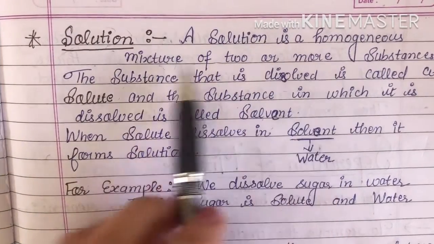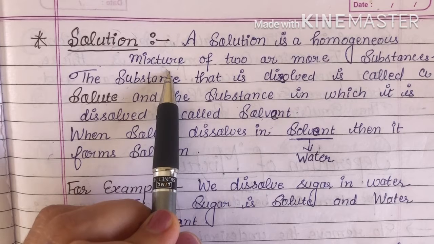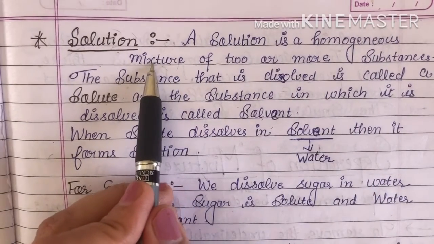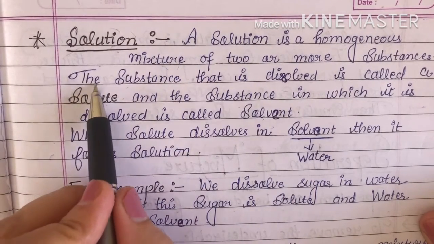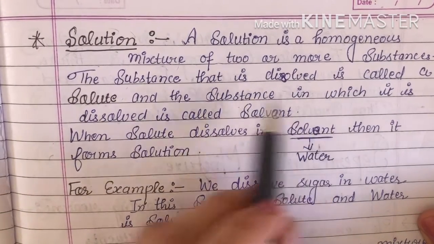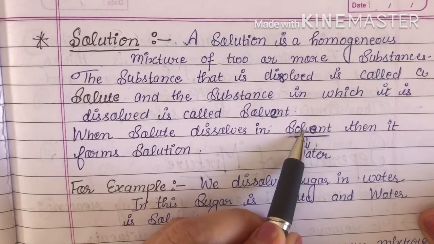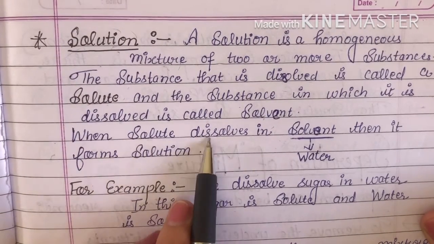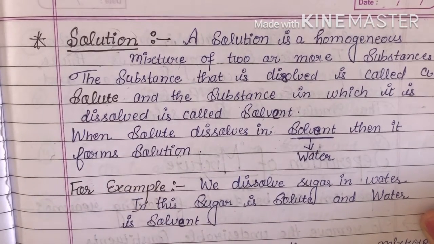A solution is a homogeneous mixture. Now you all are familiar with the homogeneous mixture, the mixture that is mixed well and their particles are not differentiated from each other. So a solution is a homogeneous mixture of two or more substances. The substance that is dissolved is called the solute, and the substance in which the solute is dissolved is called the solvent. When solute is dissolved in solvent, after mixing we get a solution, and the solution is a homogeneous mixture.